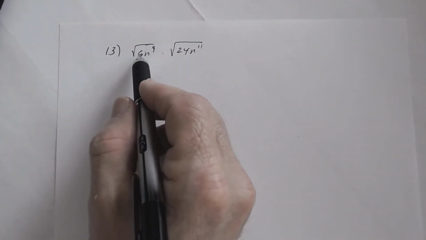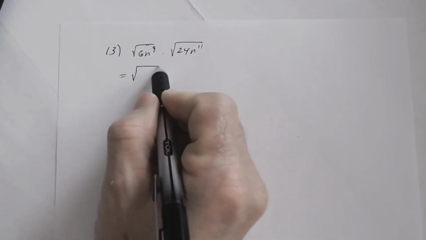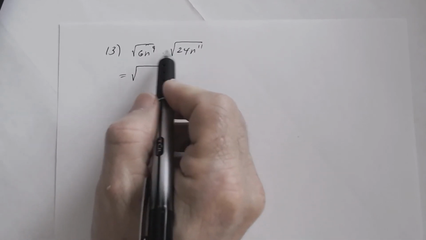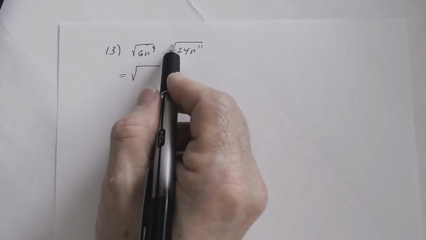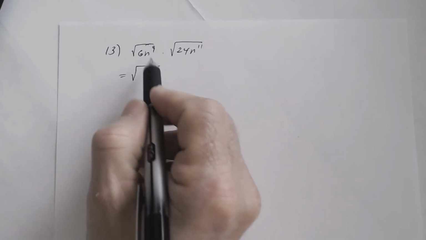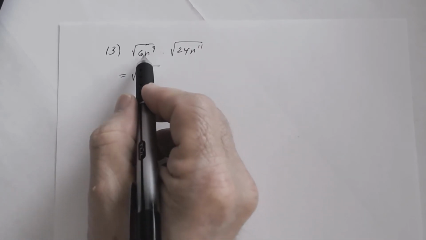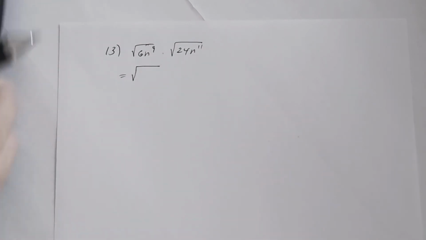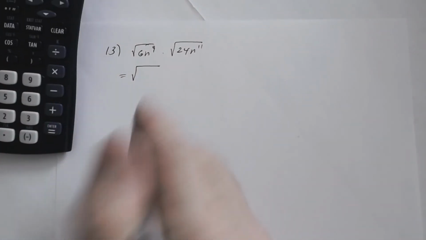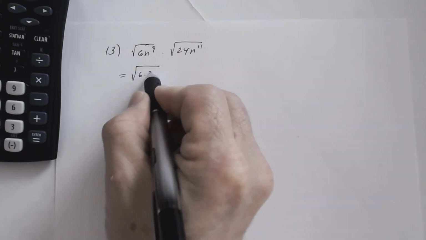Okay, so let's use the product rule. So this is going to be the square root of. So remember, the product rule says that as long as the indices are the same, you can write this as 1 square root just by multiplying the radicands together. So 6 times 24. Let me write it out. So it'll be 6 times 24.